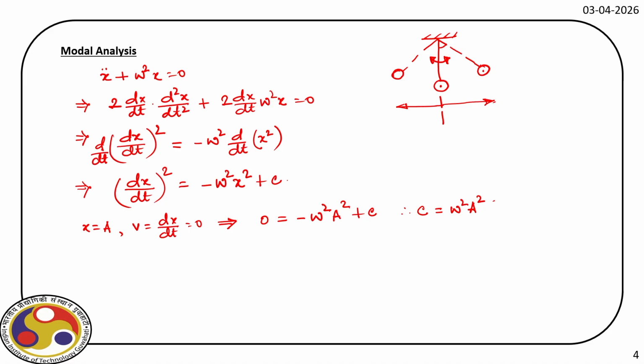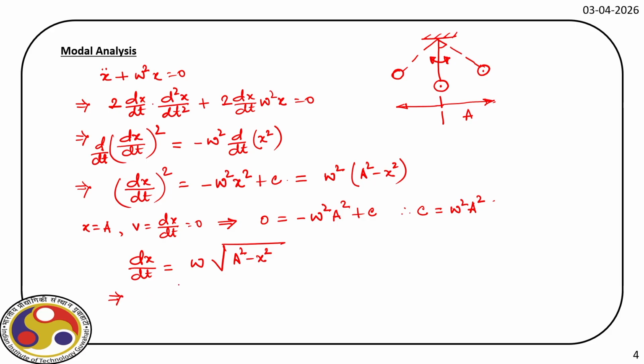And then we modify this expression. What we have is now omega square times a square minus x square. A, just like for the simple pendulum, is the amplitude. For this vibration also, we have the maximum amplitude of vibration. So dx/dt is equal to omega times square root of a square minus x square.